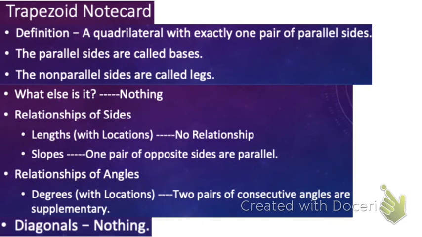Continuing on. Diagonals, nothing. Is there much we can really write down about a trapezoid? No. We also have our definition. It is a quadrilateral with exactly one pair of parallel sides. And that's really about all we know about it anyway, right? Besides the leg angles are supplementary. Just the one pair of parallel sides, exactly one pair of parallel sides.